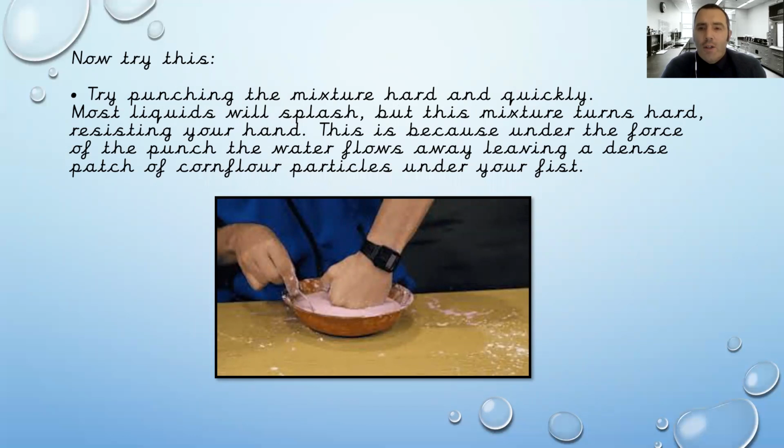So if you do this hard and quickly, just like bump like that, whereas most liquids will splash out of the bowl, this mixture turns hard. It resists your hand. This is because under the force of the punch, the water will move away from the corn flour and it leaves a dense patch of corn flour particles under your fist. So you'll punch it, take your hand away, there will be nothing. Your hand will be clean when you do this.